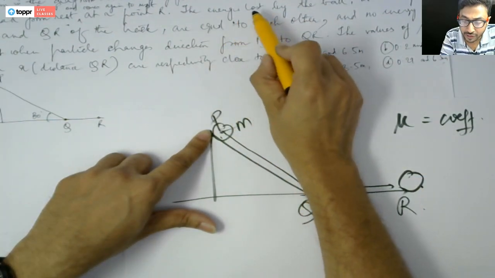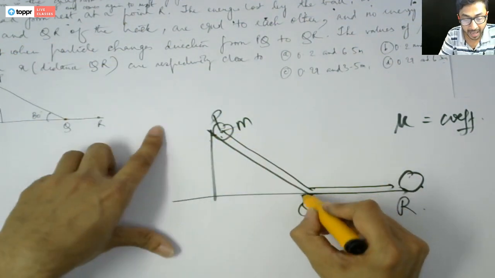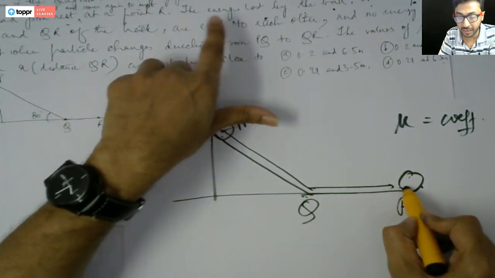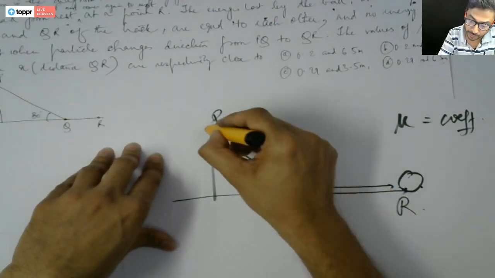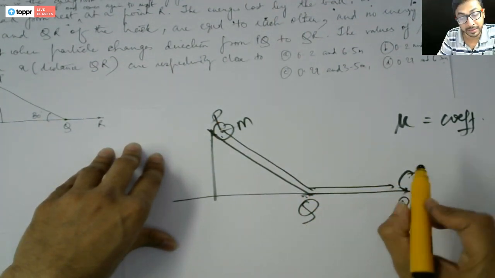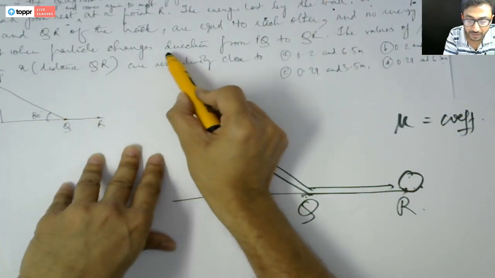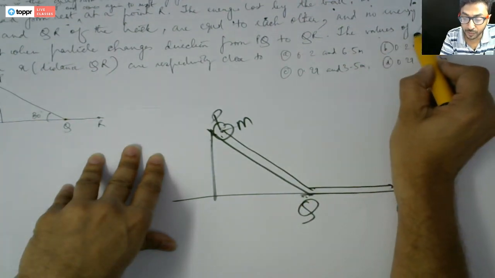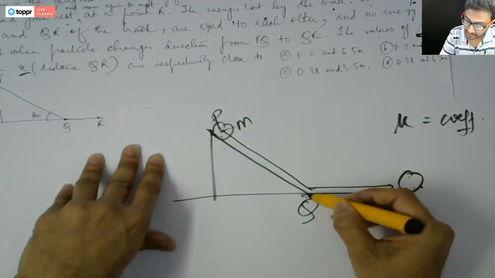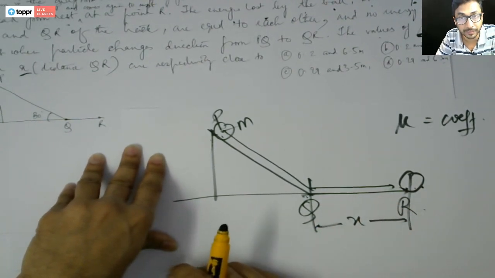The energy lost by the ball over the paths PQ and QR of the track are equal to one another. The energy which is lost between PQ and QR is constant. And no energy is lost when the particle changes direction from PQ to QR. We have to find the values of mu and the distance x between Q and R.